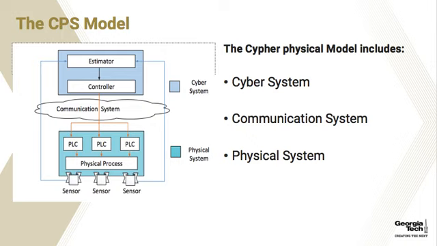So next we will dig into the model of cyber physical system used for the demonstration. This model includes three components: the cyber system, which is comprised of the central controller and the state estimator; the communication system, as the name says, this layer is responsible for communicating information between the physical layer and the cyber layer; and finally we have the physical system, which houses the PLCs and sensory data that is sent to the communication system, as you see in the box below.